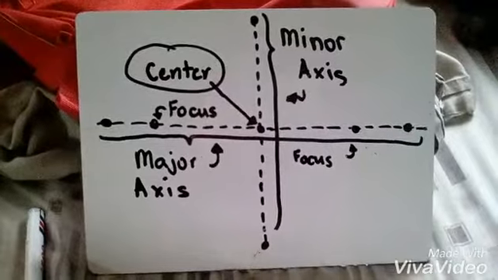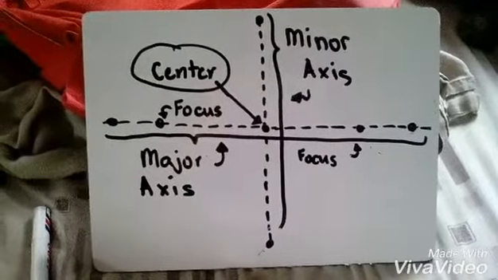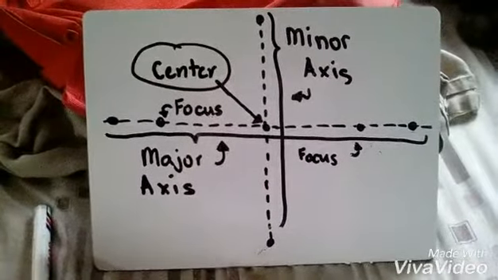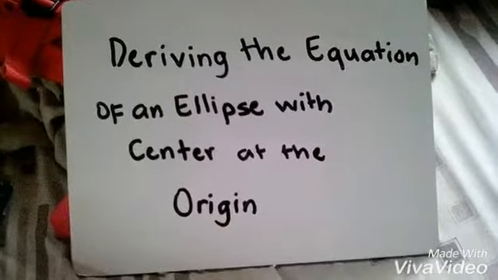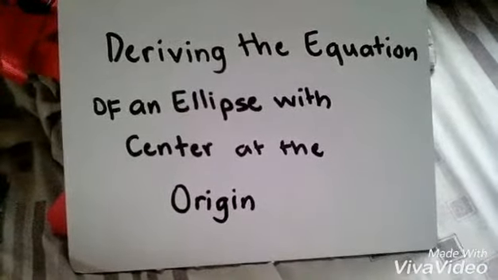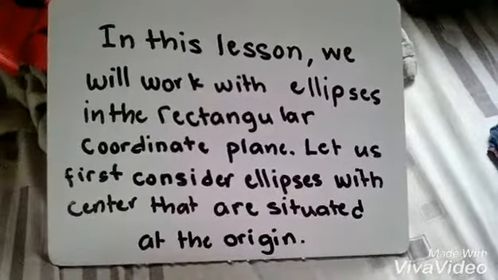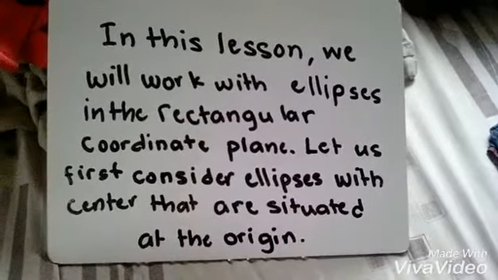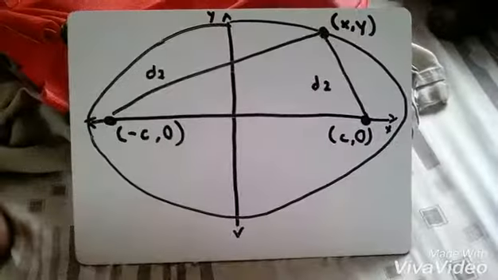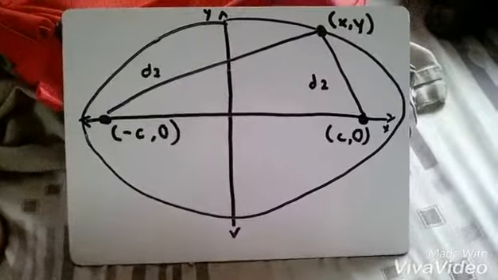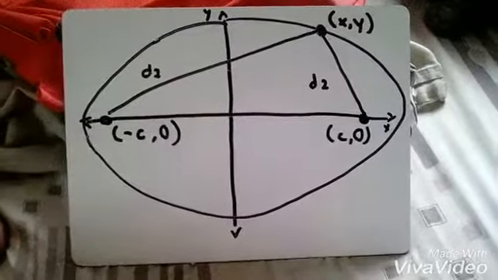The center of an ellipse is the midpoint of both the major and minor axis. The axes are perpendicular at the center. After defining the ellipse, we are about to derive the equation of an ellipse with the center at the origin. In this lesson, we will work with ellipses in the rectangular coordinate plane. Let us first consider ellipses with center situated at the origin. Let us derive the standard form of the equation of an ellipse with the center at the origin.